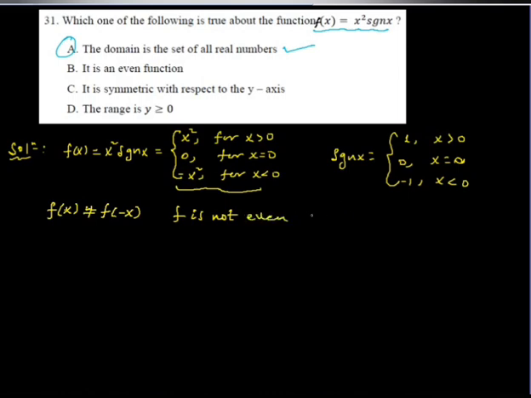You can take f of 2. f of 2 is 2 squared, which is 4, but f of minus 2 is minus of 2 squared, which is minus 4. Therefore f is not even. B will not be the answer. If the function is not even, it will not be symmetric with respect to the y-axis. It's not an even function.